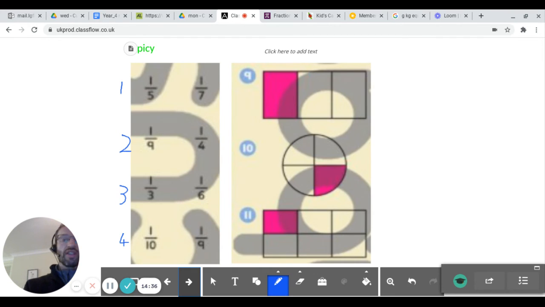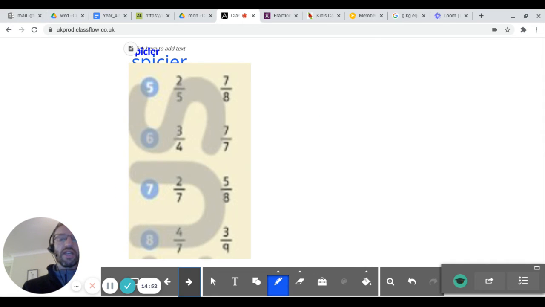Right, have a go at those. Putting the symbol, write these out into your book, 1 to 4 and 9, 10, 11. Making sure you put the correct symbol in there, which way is the crocodile going to face. And then if you want to go spicier, we have these. Notice these are not unit fractions, so they're 2/5 and 7/8.